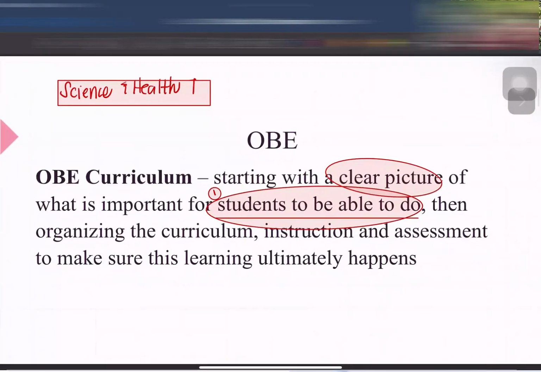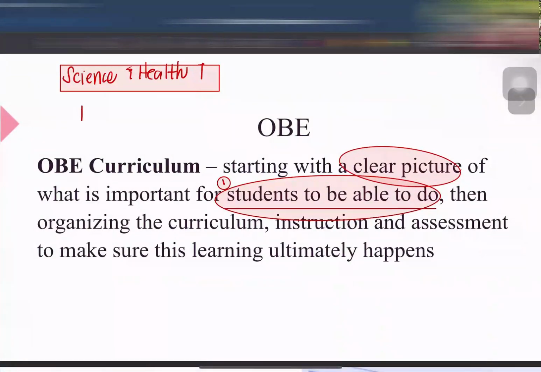Gone are the days wherein you look at the topics first. Diba? Kadalasan yung ginagawa, tinitingnan mo na yung topics, tapos from the topics, gumagawa ng assessment, gumagawa ng exam. But if you are dealing with the OBE curriculum, you first think of the outcomes. If you look at even the word OBE, outcomes-based education, in other words, titingnan muna yung outcomes.